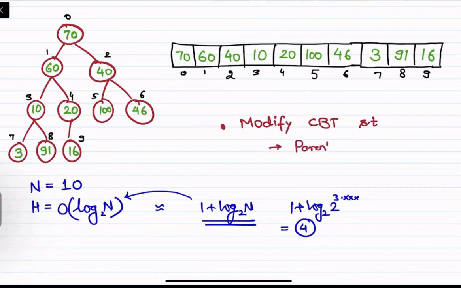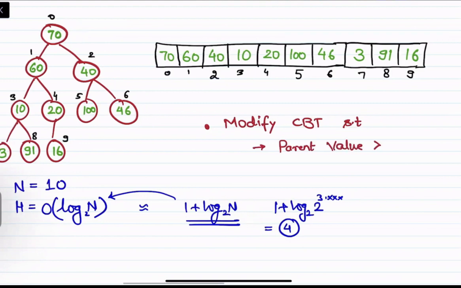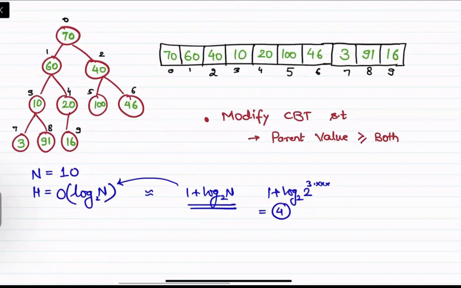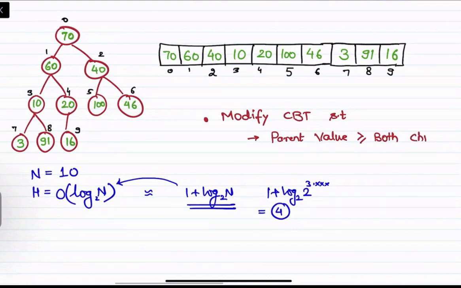that the parent value is greater than or equal to both children. That means none of the child should be bigger than parent. Among children, order doesn't matter. But children must be smaller than parent. That is the criteria. Among children, no relation of values. But parent must always be greater than or equal to both children.